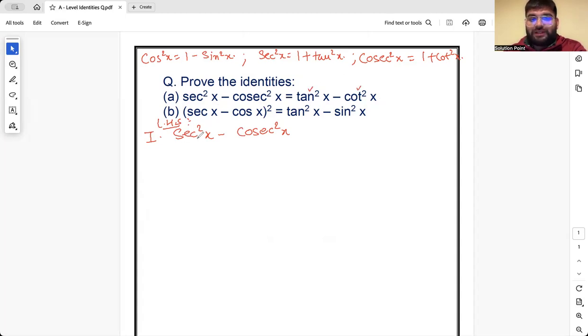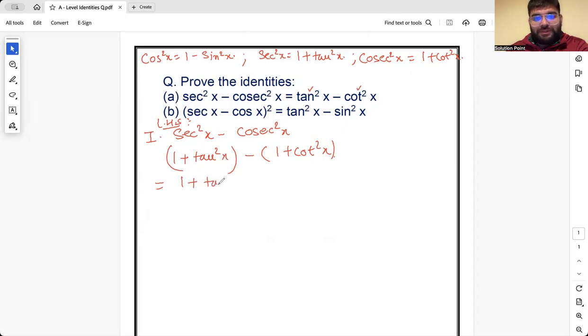So obviously I need to replace this secant squared x with this result, which is equal to 1 plus tan squared x minus, we need cotangent squared x, and we know that cosecant squared x is 1 plus cotangent squared x. So I'm replacing this cosecant squared x with 1 plus cotangent squared x. So let's sort this out.